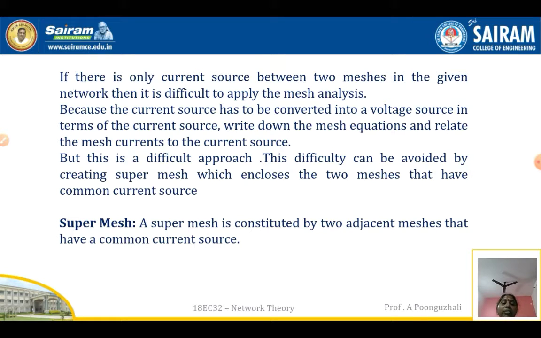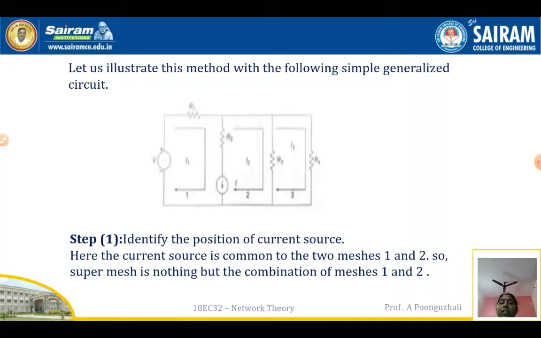So super mesh is when between two loops a current source is present. Here we are going to illustrate this method with a simple generalized circuit. We are going to have three loops, where between loop 1 and 2 we have a current source. If a current source is present, we apply the super mesh concept.